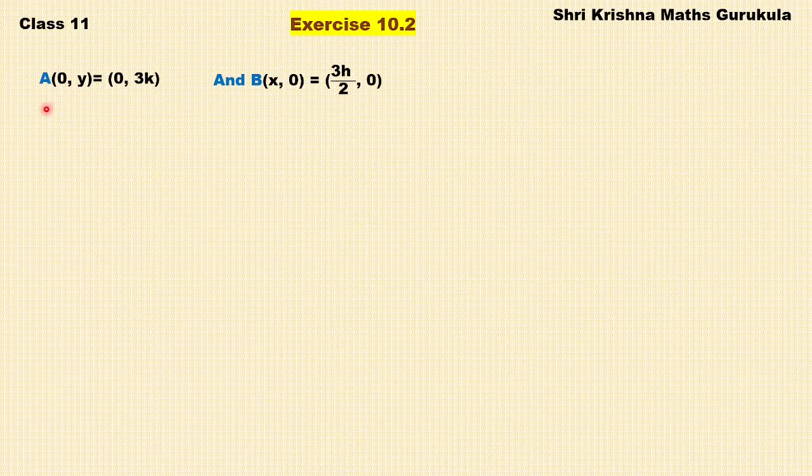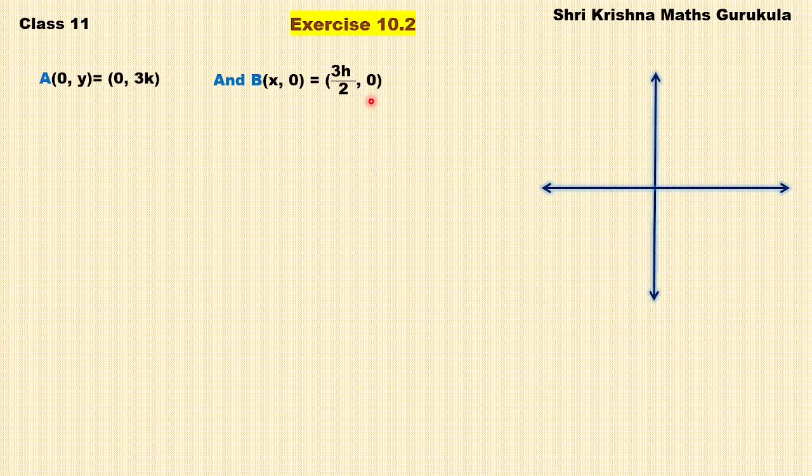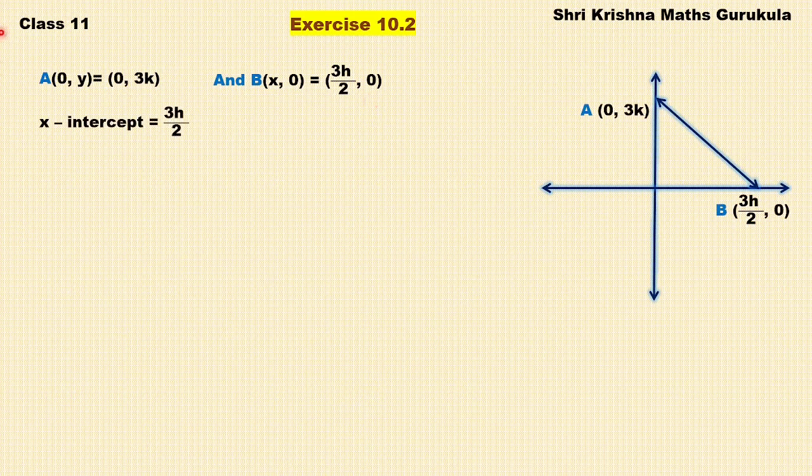So the coordinates of point A will be (0, y), which is (0, 3k), and the coordinates of point B will be (x, 0), which is (3h by 2, 0). So 3h by 2 is the x-intercept, which is this length, and 3k is the y-intercept, which is this height.